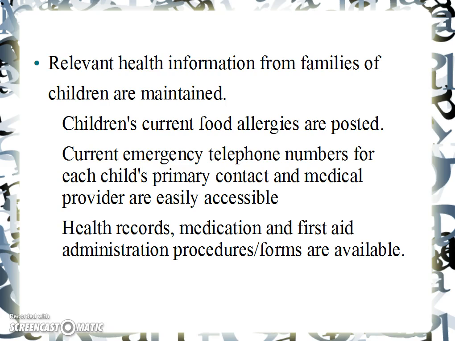Any emergency telephone numbers with the child's primary contact and medical provider must be kept easily accessible. Usually there are 2 or 3 copies of this information located throughout the center. In case we have to evacuate, in case it's needed in an emergency, it can be accessed very quickly. There are specific health records, medication forms, and first aid administration procedures that also need to be easily available.